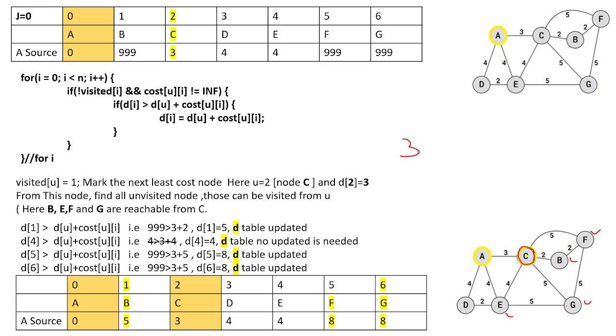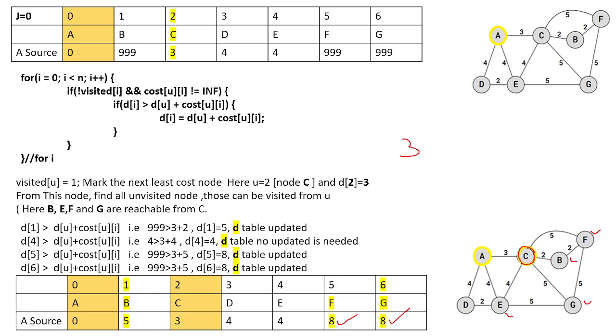What about the cost of reaching G? As there is no direct path from A to G, it was infinity. Now we have a path from C to G, that is 5, and the cost of reaching from A to C is 3. 3 plus 5 is 8. So 999 is replaced by 8. The cost of reaching G is 8. In the same way, there is no direct path from A to F. Earlier it was infinity. Now we have a path, 5 plus 3 is 8. Update it.